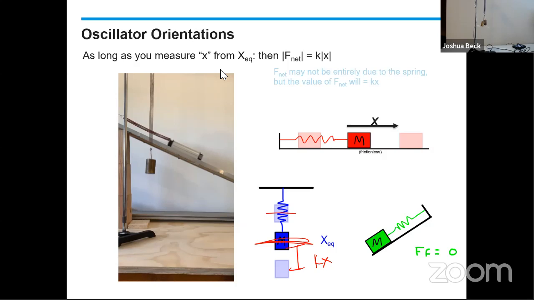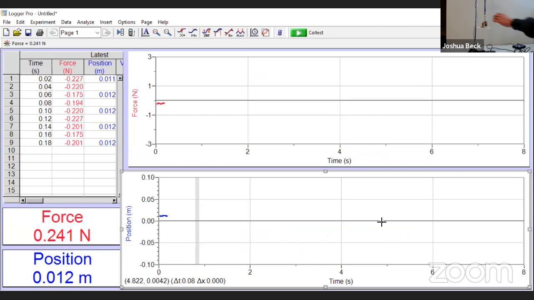So what I'm going to do today is switch over so you can actually see this data collection. Here I've got a motion detector at the bottom, and then at the top I've got a force sensor way up there. Where is it? There it is, my force sensor.